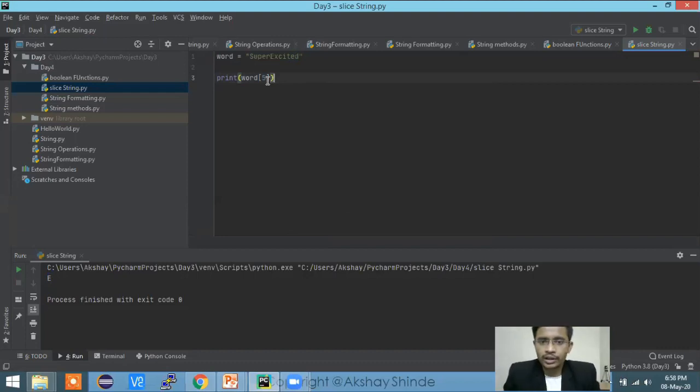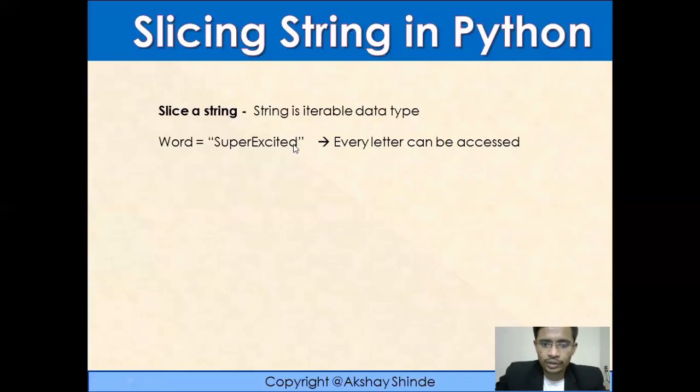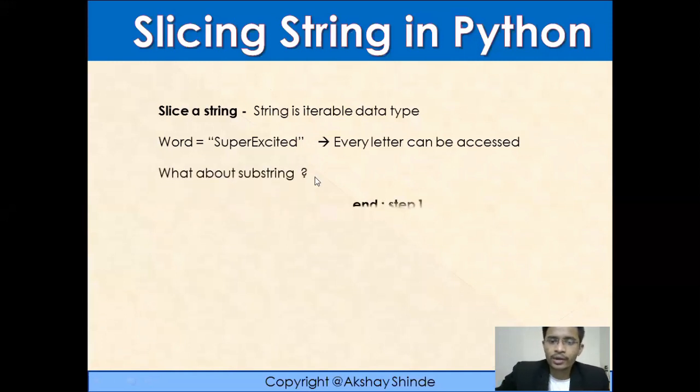But I just wanted to print only a substring. I wanted to print just "super". To do that, there is one more way to slice the string, and that is the substring. This is how you find a substring in Python. You use the variable name, give a starting index, give the last index, and give the step.